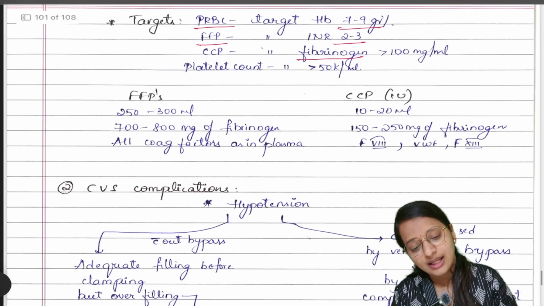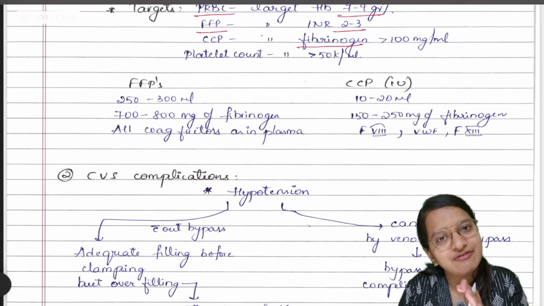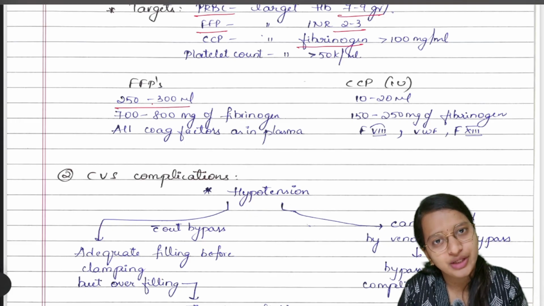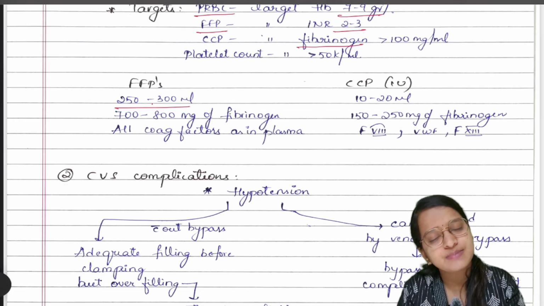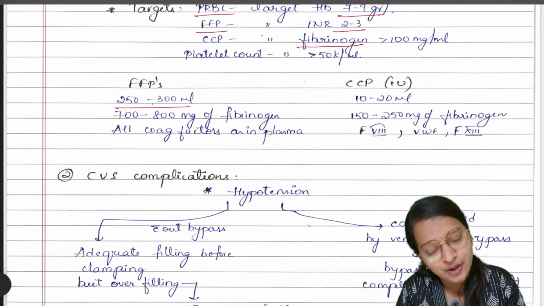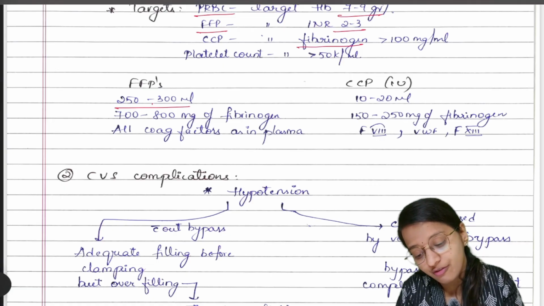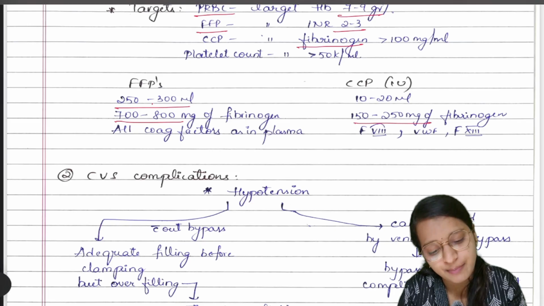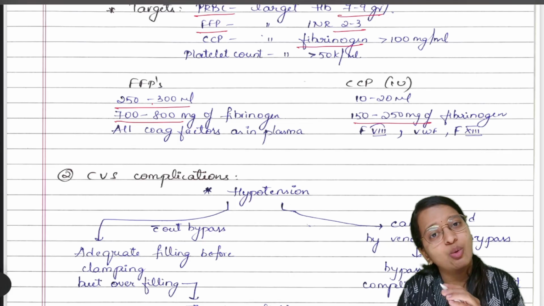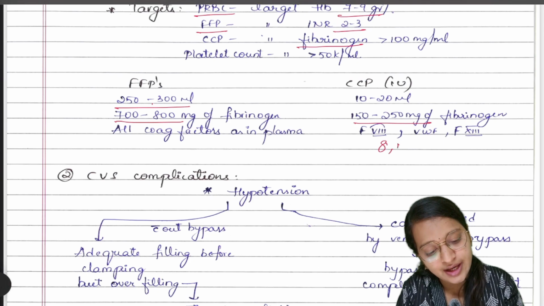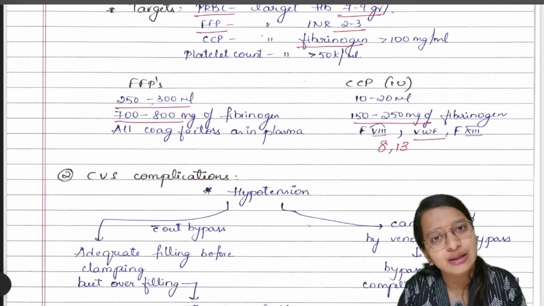So let us see difference between FFPs and cryoprecipitate. FFPs, the volume will be 250 to 300 ml, and cryoprecipitate is 10 to 20 ml, and it contains fibrinogen. FFPs contain fibrinogen of 700 to 800 mg, while cryoprecipitate contains 150 to 250 mg of fibrinogen. FFPs contain all the clotting factors, whereas cryoprecipitate has factor 8, 13 and von Willebrand factor.